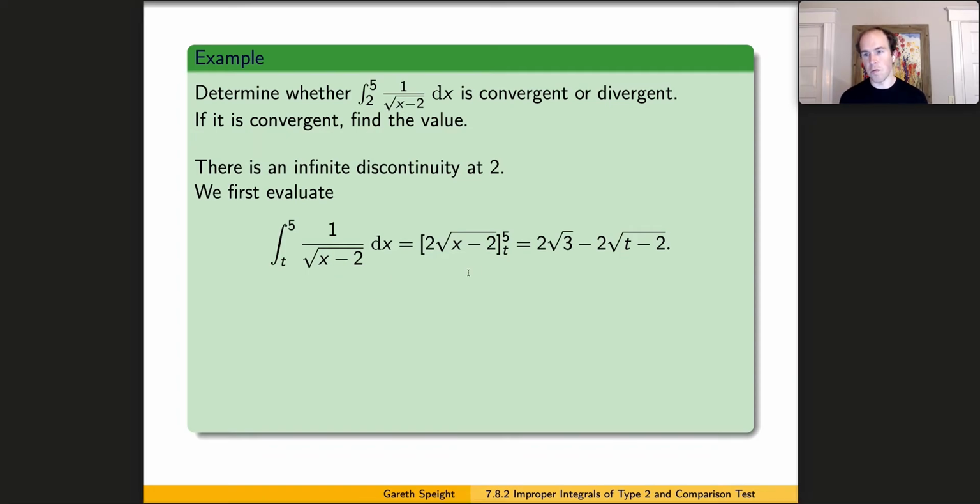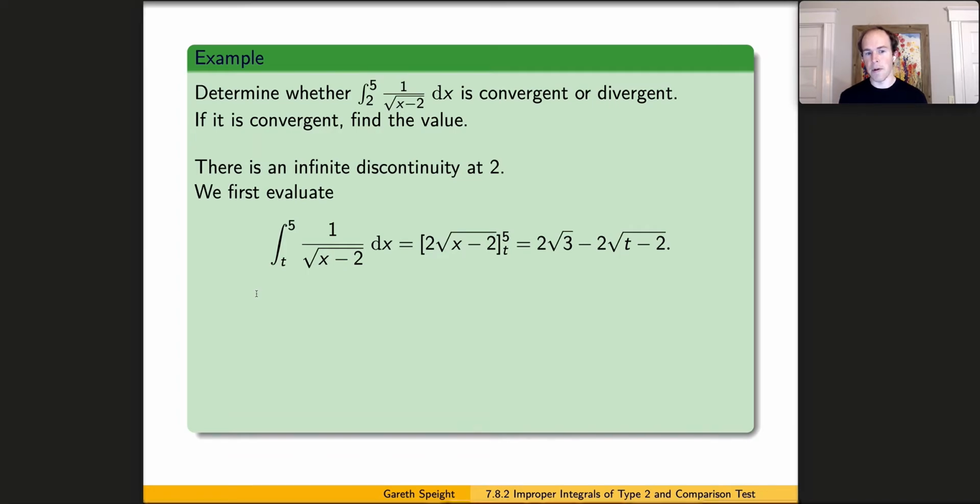The antiderivative is 2 times the square root of x minus 2. That's an easy antiderivative. It's definite with limits t and 5, so we have to plug in t and 5. If we do that, we get 2 square root of 3 minus 2 square root of t minus 2. Okay, so we got a value of our integral in terms of t, but that's not what we wanted. We want to understand the integral from 2 to 5.